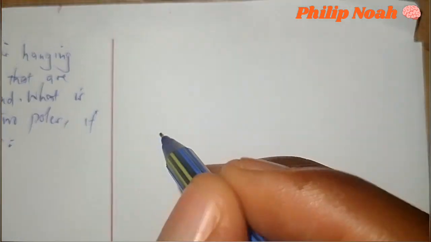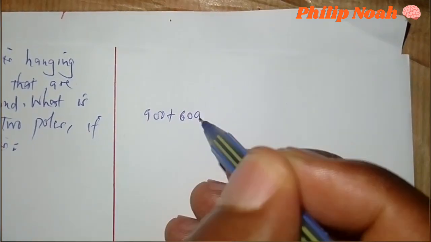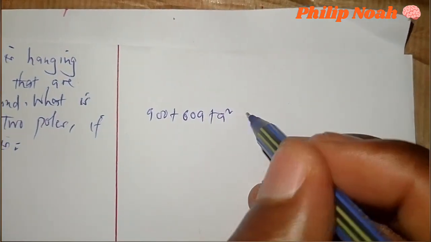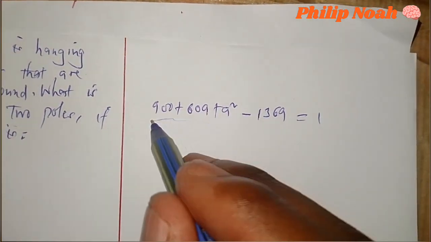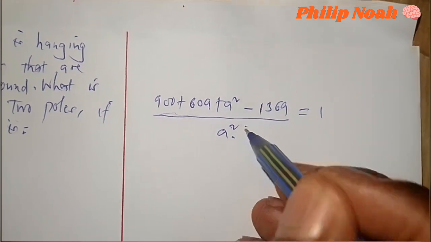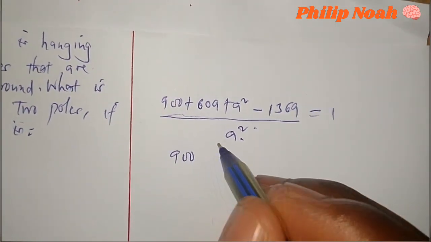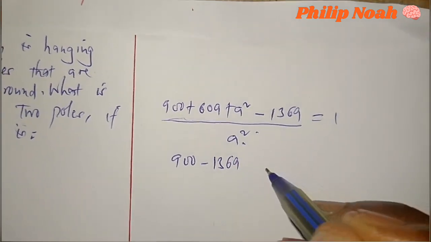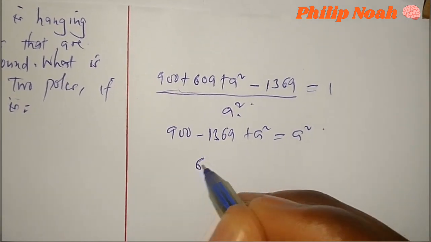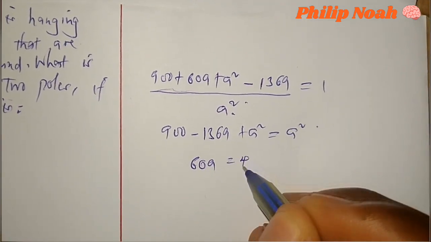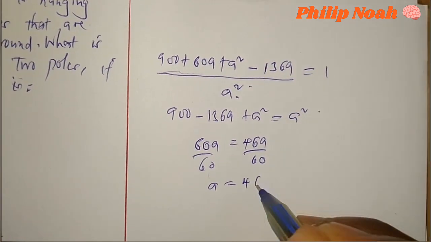This brings us to 900 plus 60A plus A squared minus 1369 is equal to 1, the whole of this over A squared. So this is 900 minus 1369 plus A squared is equal to A squared. 60A is equal to 469, over 60 over 60. A is equal to 469 over 60.